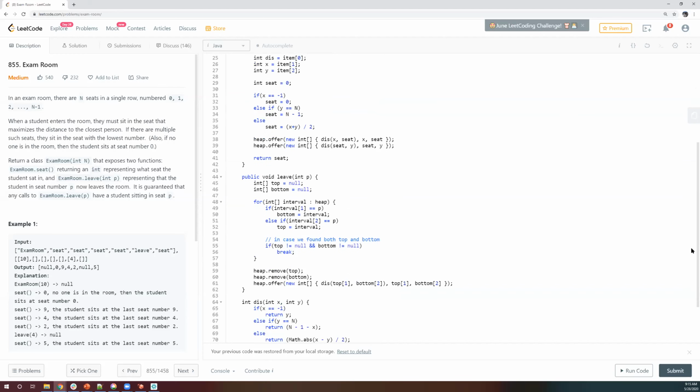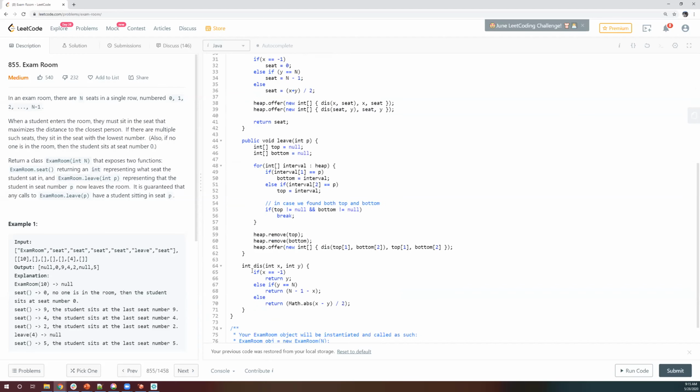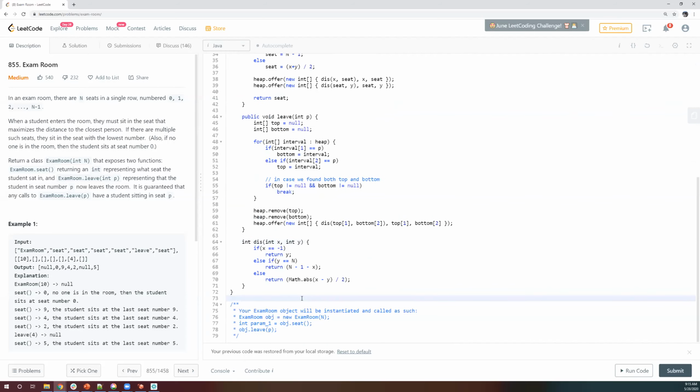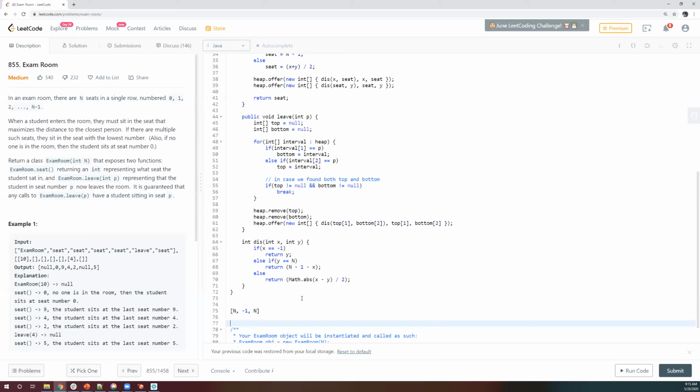And then there would be some conditions. Now in my heap, if you see, there is only one element. The distance would be n, start would be -1, and end would be n. Then the first time this comes to the top, when x is -1, definitely I can only place at y.